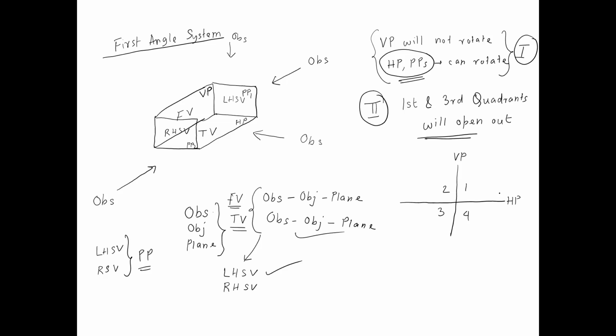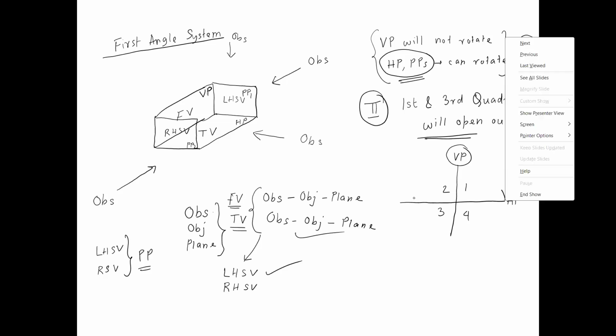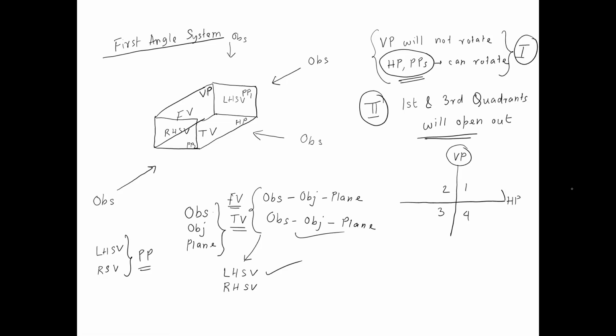Now, suppose I am rotating the horizontal plane. Vertical plane cannot rotate. It is my drawing sheet. That is my assumption. So when I am rotating the horizontal plane and trying to bring it in alignment with the vertical plane, there are two possible directions in which it can rotate. The horizontal plane can rotate in this direction. When it rotates in this direction, this part of the horizontal plane comes down, and the other part goes up, because this is one single plane.